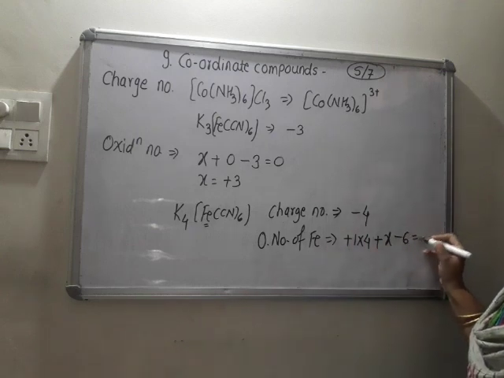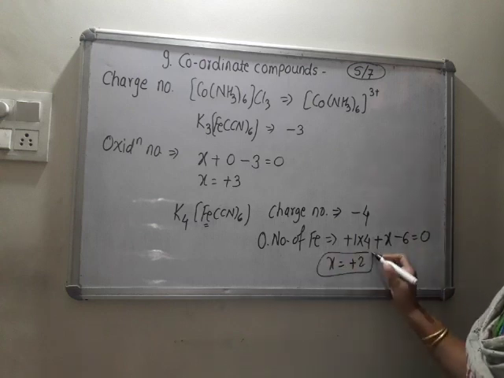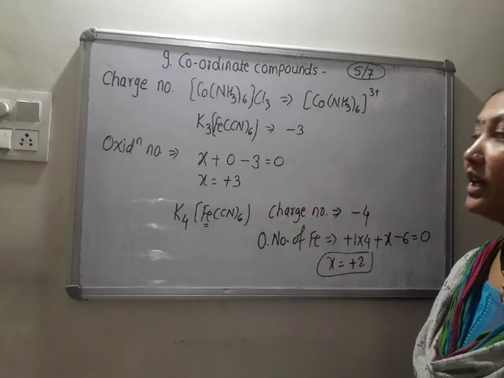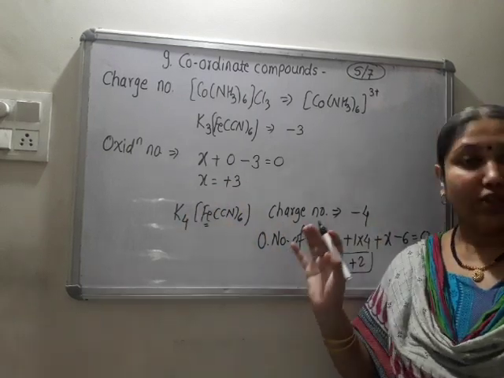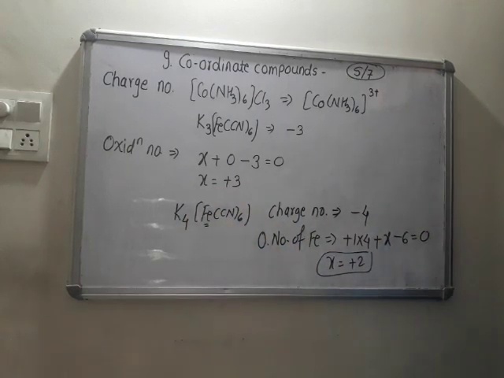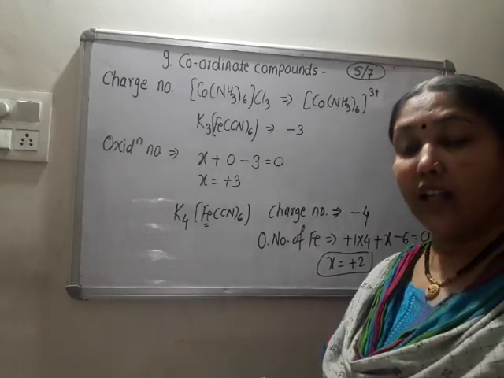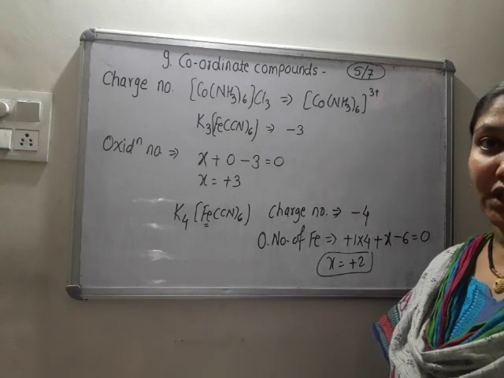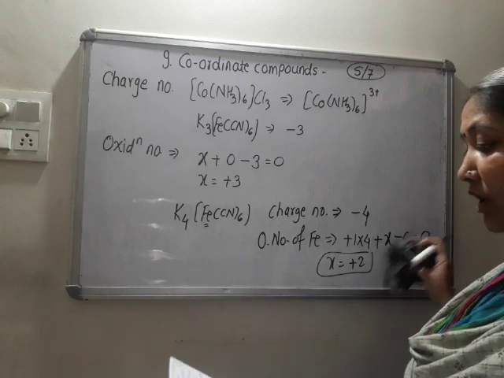So x - 6 is equal to 0, so x is equal to +2. So the oxidation number of Fe is +2 and the charge number is equal to -4. The charge on the complex is the charge number, and the charge on the metal ion is nothing but the oxidation number.